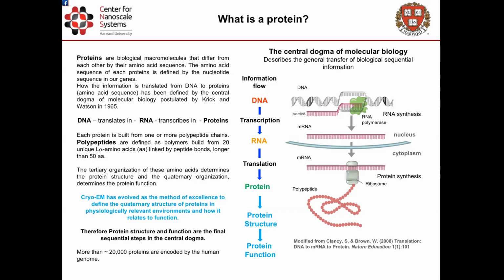Cryo-EM, from the perspective of protein structure, has evolved into a method of excellence to define the quaternary structure of proteins, and thus gives us a direct visualization of their function, if we have the tool and the knowledge to translate this information from structure to function, which is the last step of the central dogma in biology. There are more than 20,000 proteins encoded by the human genome, obviously much fewer in other species.